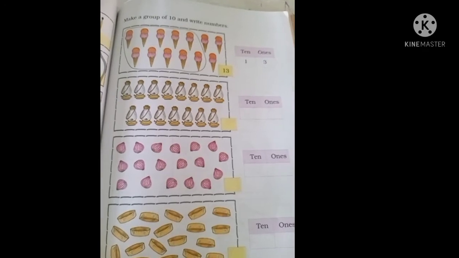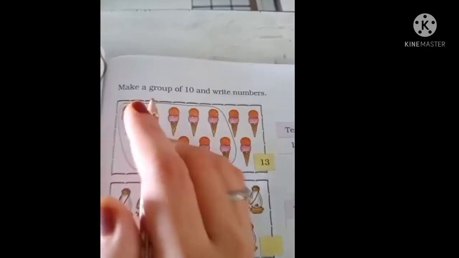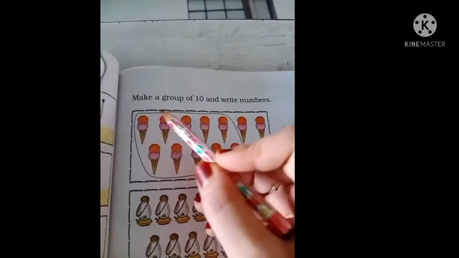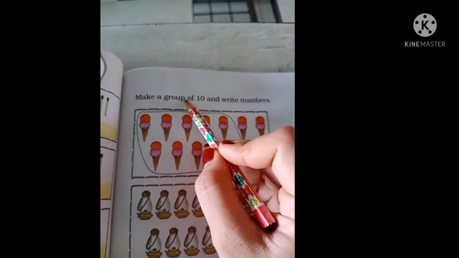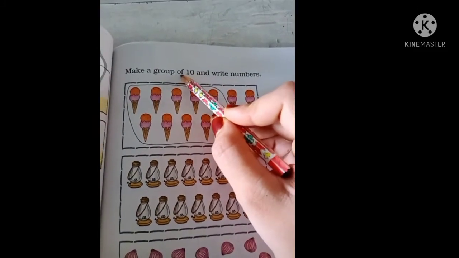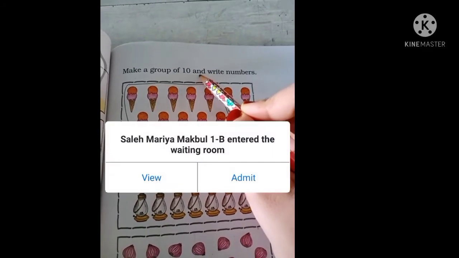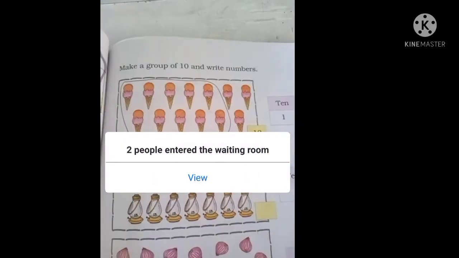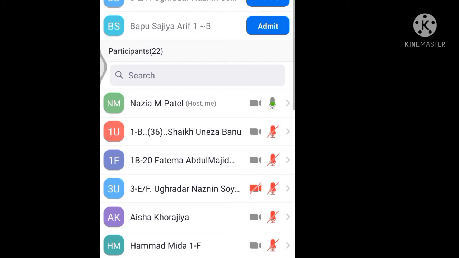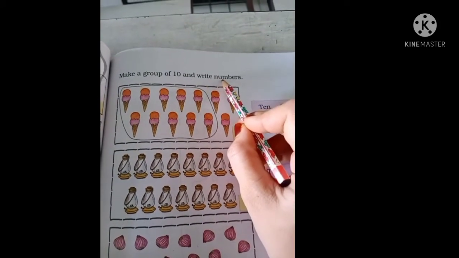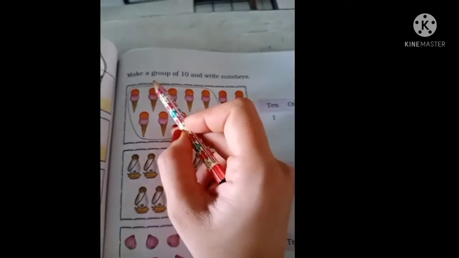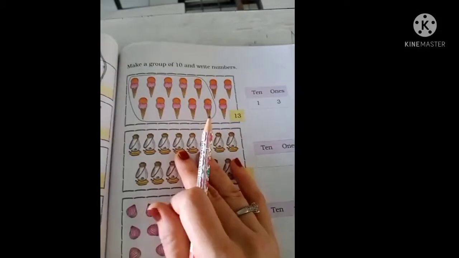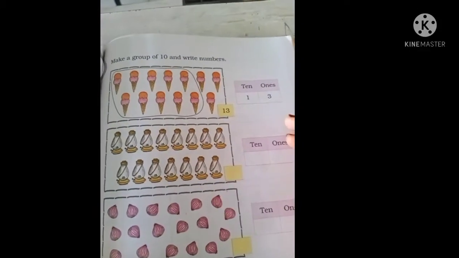Page number 73. So let's see. So here what it is given, students? Make a group of 10 A and B and write numbers. हमें जैसे हमने यहाँ पे देखा था ना, we have to make a group of 10, right?